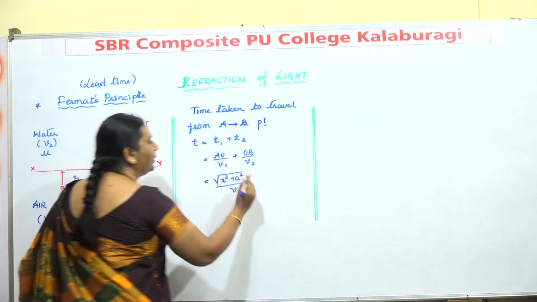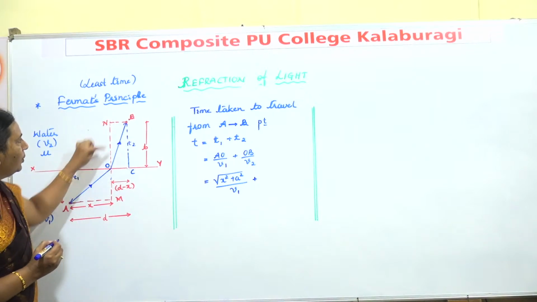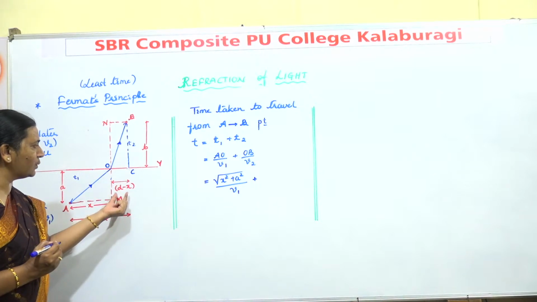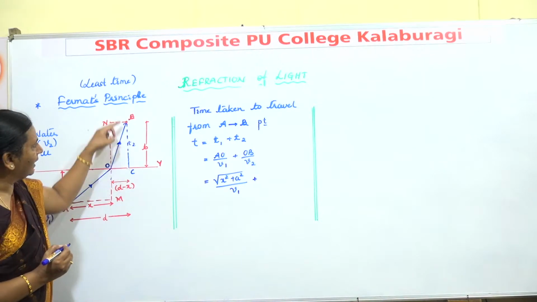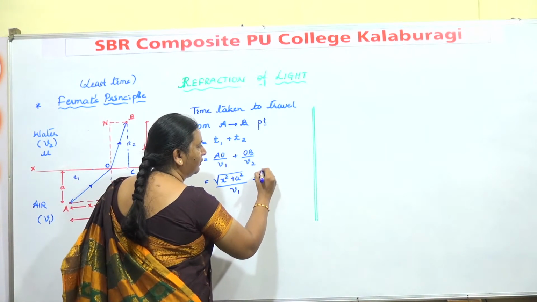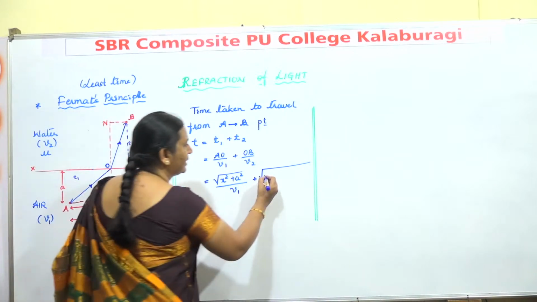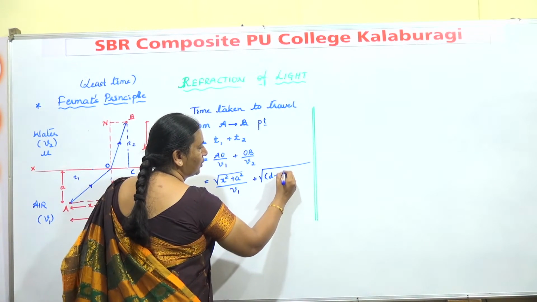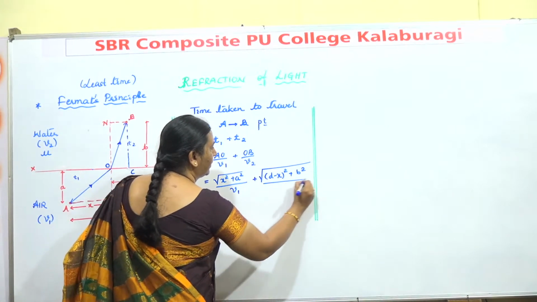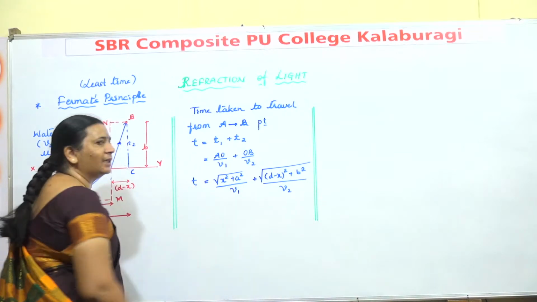Whereas OB becomes what, children? OB I can write as the square root of OC square plus BC square. OC square is (D minus x) square and BC is b square, and root of that. So write carefully, and work it out again if you are interested. We have the square root of (D minus x) square plus b square, divided by, don't forget, v2. This became our total time taken.